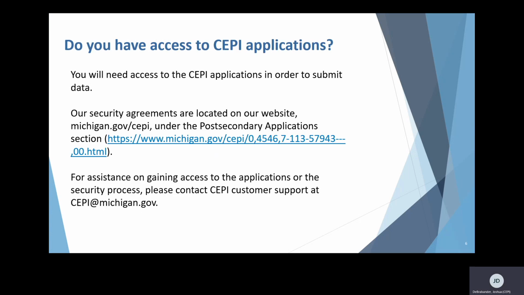Before we start, I just wanted to make a quick note on accessing the applications. Like our other apps, if you want to submit data, you will need to request access to the application first. Our security agreements can be found on our website at michigan.gov/CEPI and clicking CEPI Post-Secondary Applications in the left-hand menu. If you have any questions or encounter any issues gaining access, our customer support team is happy to help. Please send an email to cepi@michigan.gov and include the name of the application you are attempting to access. So with that said, let's jump in and start discussing the EEM.